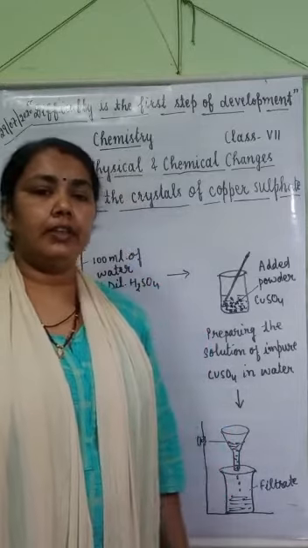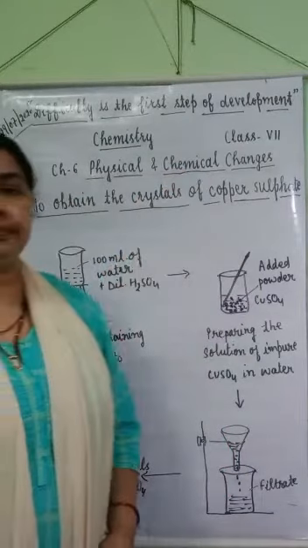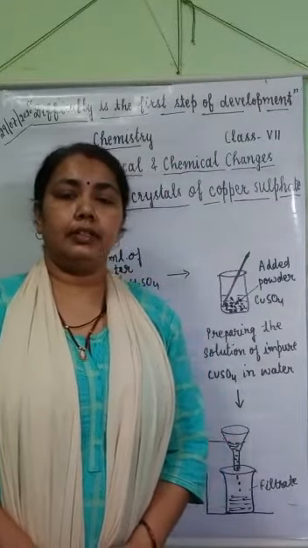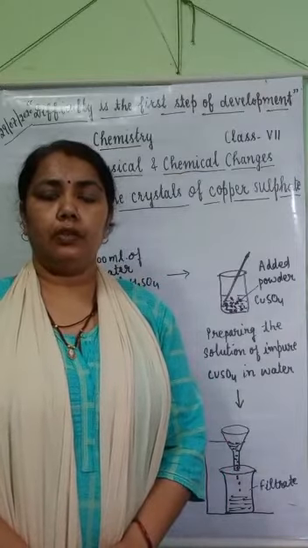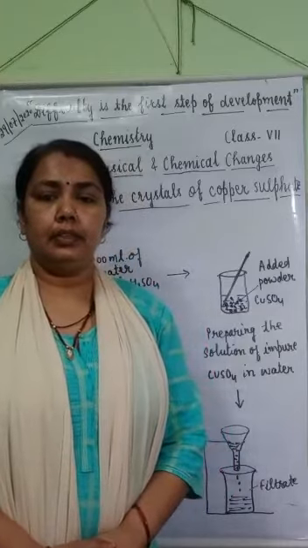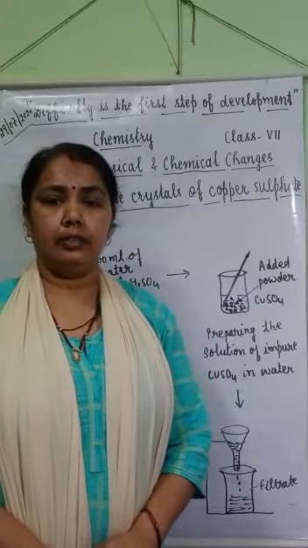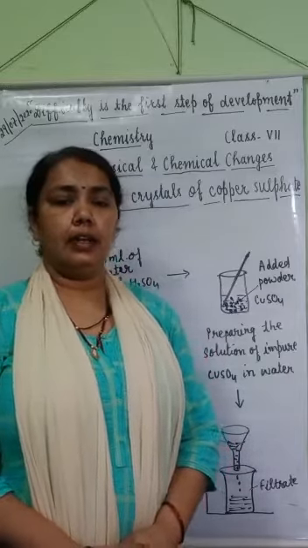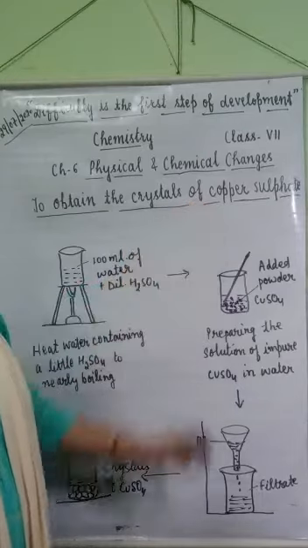Let's continue our chapter Physical and Chemical Changes. In the previous session, I told you that the process of obtaining crystals of a pure substance in geometrical shape is known as crystallization. Today we will discuss how we can obtain the crystals of copper sulphate.